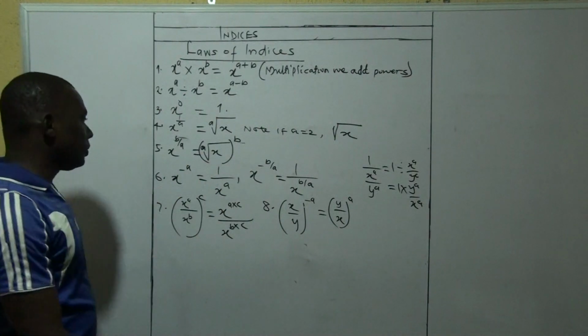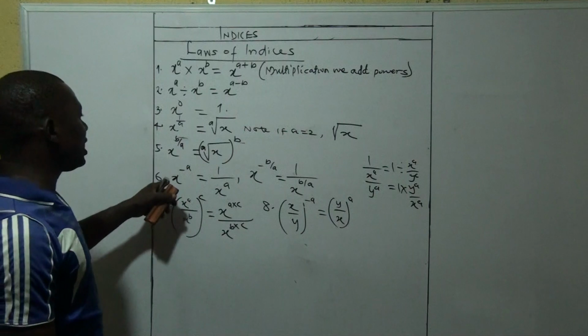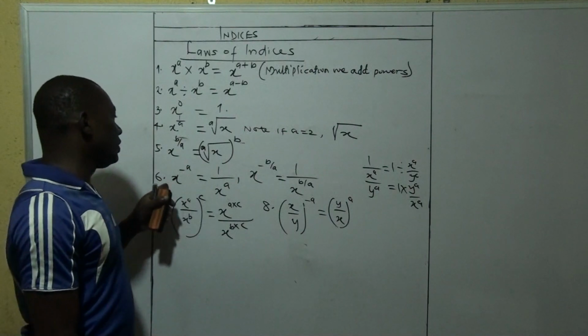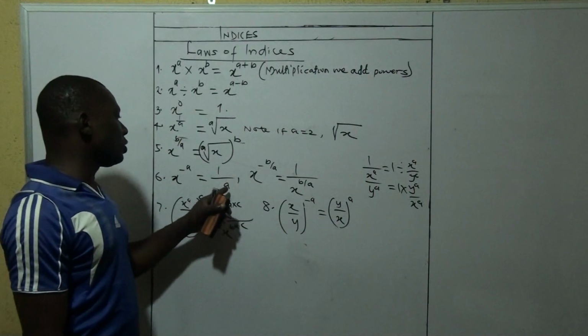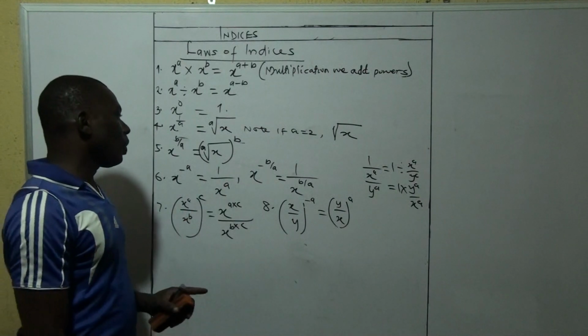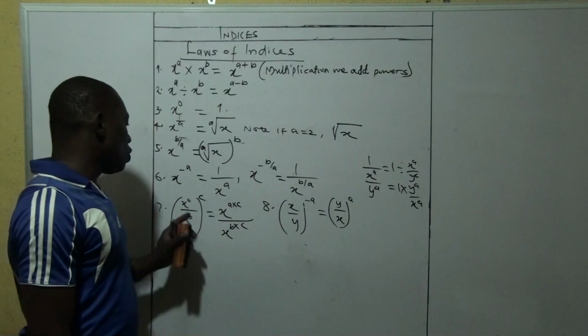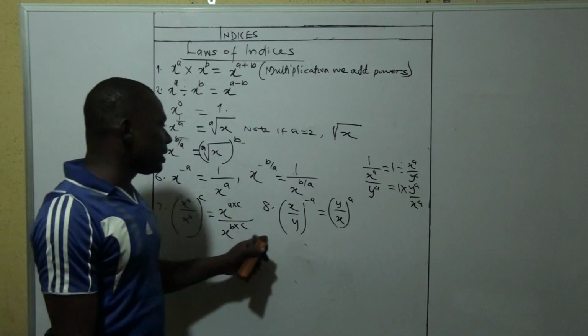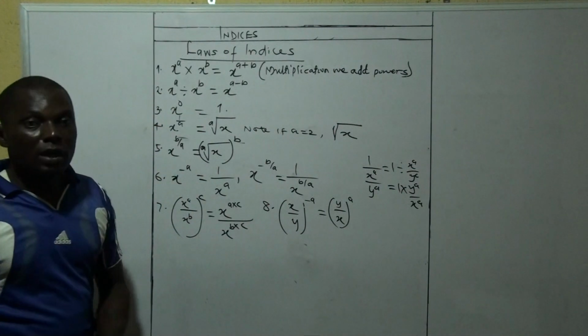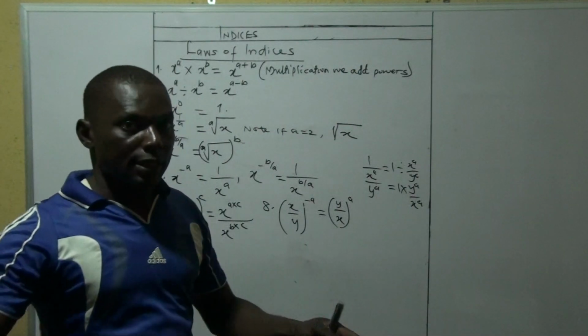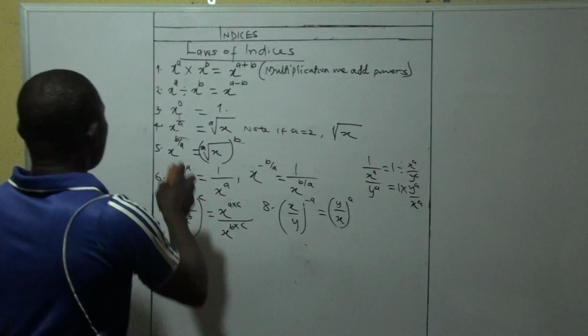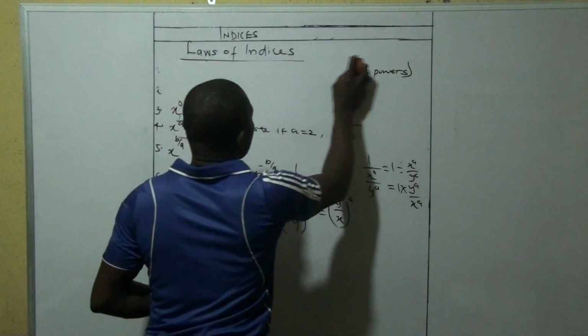So this is negative indices. The negative indices says, if we have a negative index, it is 1 all over x raised to power a, and that will be our answer. So all these are just extended forms of the laws of indices. Very important. So let's do some basic operations.